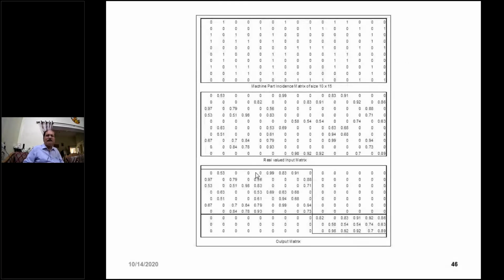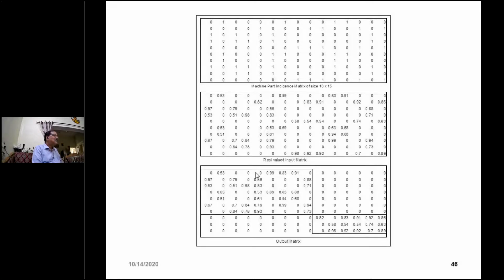Now sometimes what happens, we are simply bothered about whether a part is visiting a machine or not. We are not bothering how much time it consumes. So the workload of the machine cell is something we have not taken care of. If you consider the workload that is being given to the machine cell and try to make the workload in all the machine cells more or less equal, it becomes a different type of group technology problem.